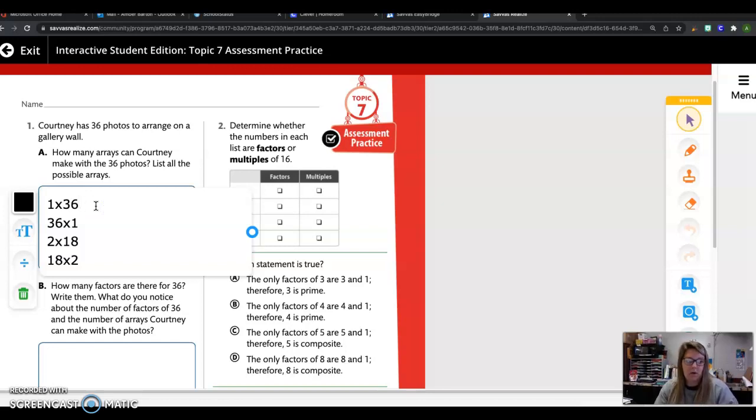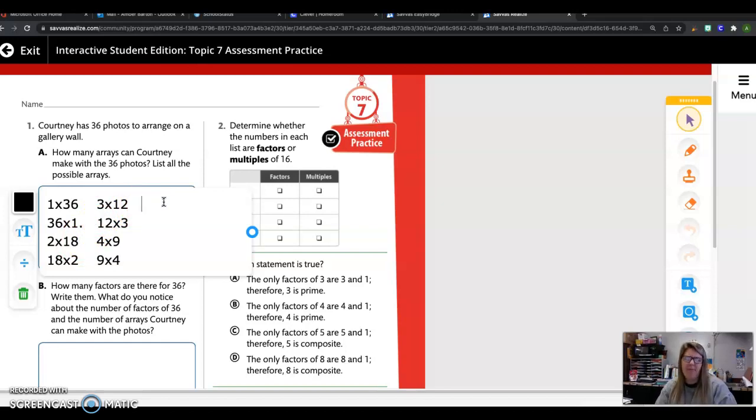Are there any other arrays that you can think of? 6 and 6. Yep, you could, but let's keep going in order. So we've listed 1s, we've listed 2s. What about a 3? 3 and 12. We could do a 3 by 12. What about 4 and 9? We could do a 12 by 3. I heard somebody say a 4 by 9. 6 by 6. What about a 9 by 4? A 9 by 4.